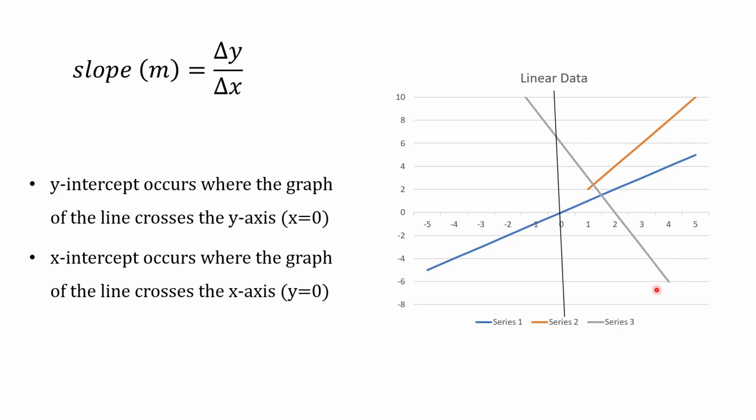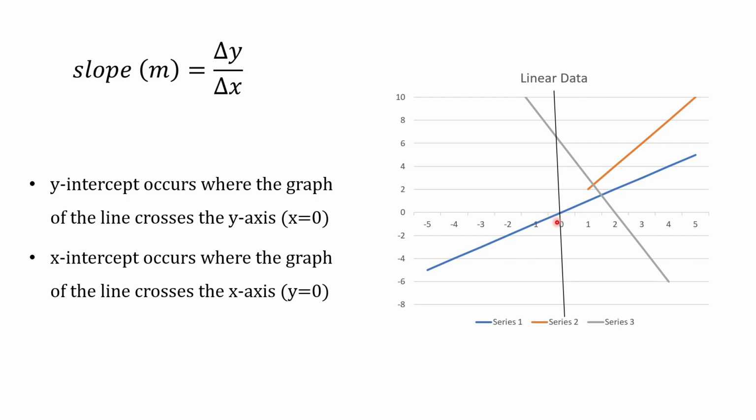So a lot of times students feel like slopes must always be positive. That is not necessarily true. Slopes can also be negative. Let's talk a little bit about our intercepts. So we have a y-intercept on the graph. This is where your line is going to cross the y-axis.